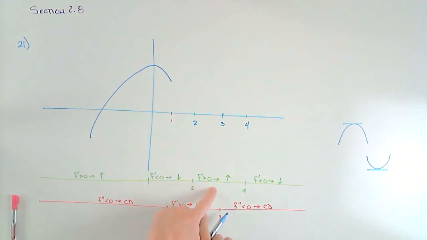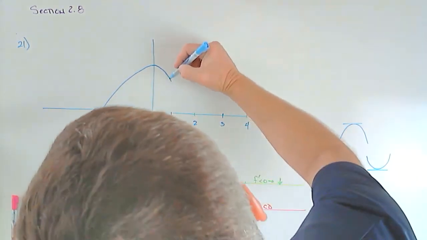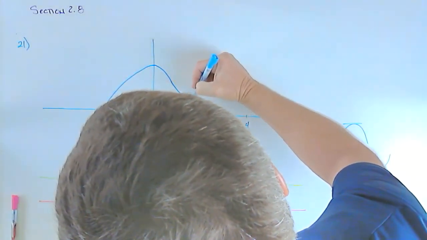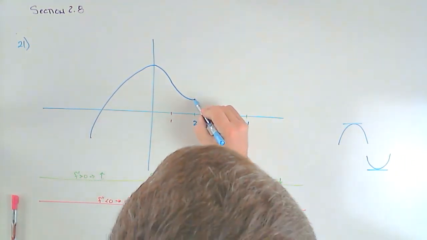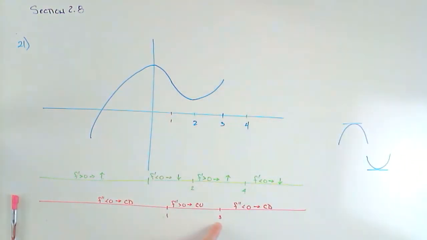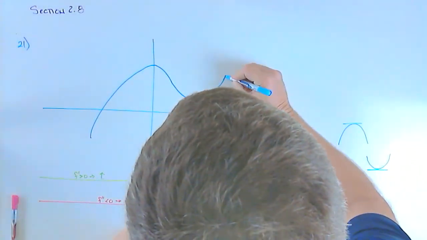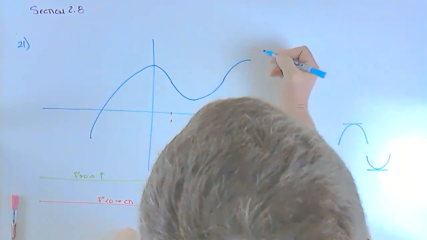But we don't switch to increasing until we get to 2. These are not the same point. So now we switch to concave up, but we're still going down. Now we start increasing, and we're going to increase all the way to 4. But we're only concave up until we get to 3. We're still increasing until we get to 4, but at 3, we switch to concave down.